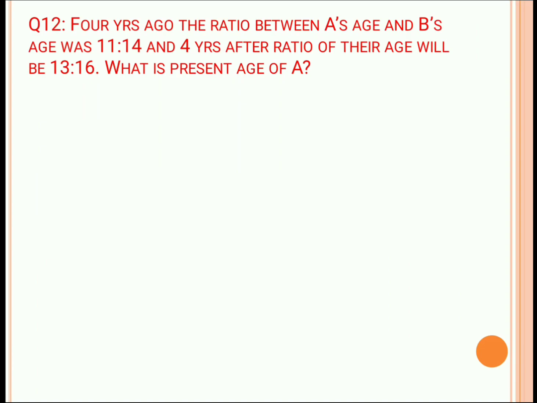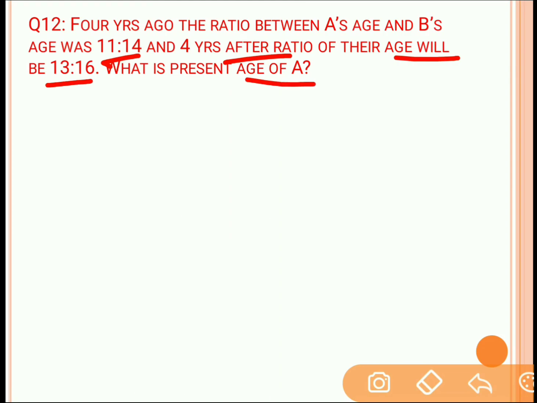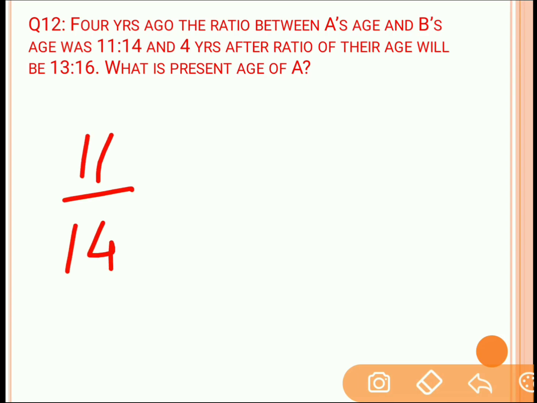4 years ago, the ratio between A's age and B's age was 11:14. 4 years after, the ratio of their ages will be 13:16. What is the present age of A? So in this case, let's say this is the present age. Then if we go 4 years before the present, the ratio was 11:14. And if we go 4 years after the present, the ratio becomes 13:16.